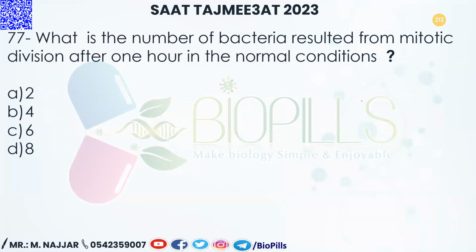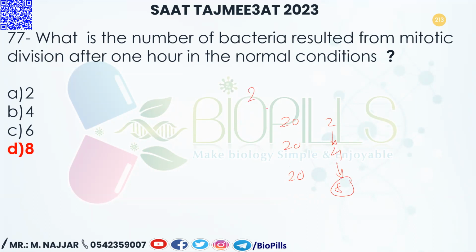What is the number of bacteria resulting from mitotic divisions after 1 hour in normal conditions? The normal condition here, and in some cases it came in the exam, by the way, is 20 minutes. If you started with 1, after 60 minutes, what will you have? Yeah, 8. Why? Because in the first 20 minutes, they will be 2, then in the second 20 minutes, they will be 4. After another 20 minutes, the 4 will be doubled, so it will be 8.